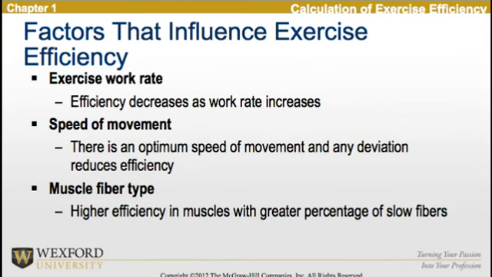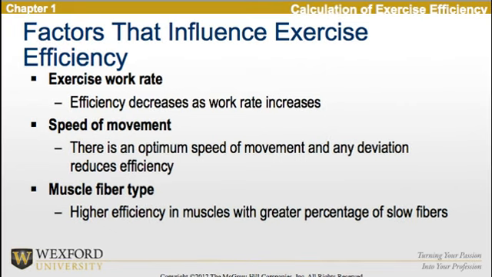Factors that influence this exercise efficiency are going to be exercise work rate. Again, efficiency decreases as the work rate increases. We can also look at the speed of movement. There is an optimum speed of movement, and any deviation from that reduces the efficiency. Also, muscle fiber type affects exercise efficiency. Higher efficiency is seen in muscles with a greater percentage of slow twitch muscle fibers.